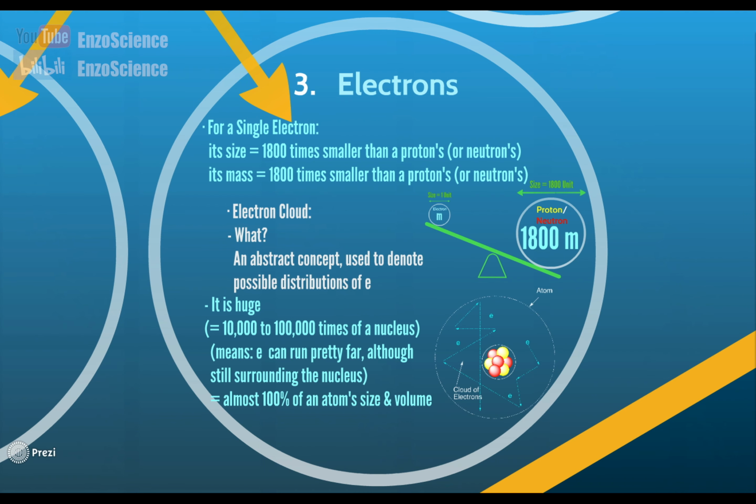The size of an electron cloud is almost the same as an atom, which is 10^4 to 10^5 times larger than a nucleus, considering a nucleus only occupies negligible space.